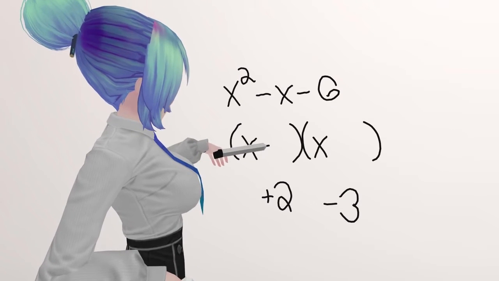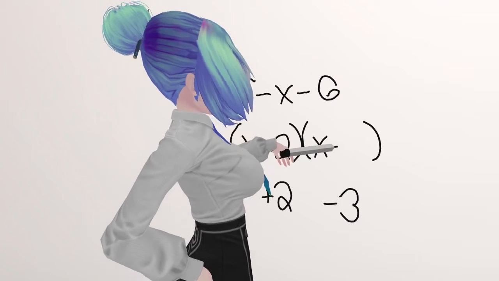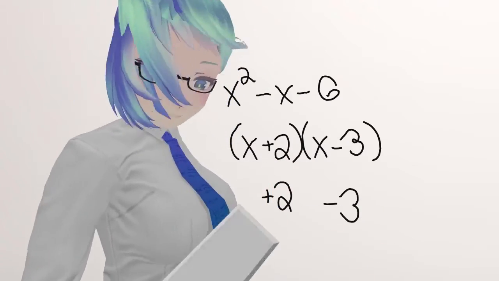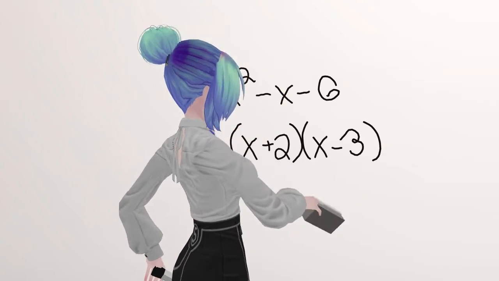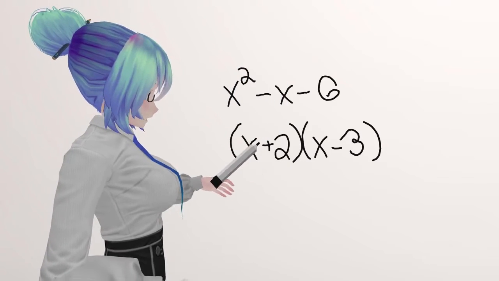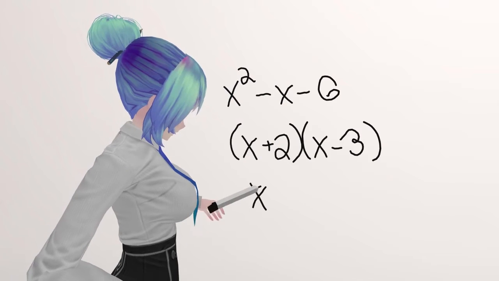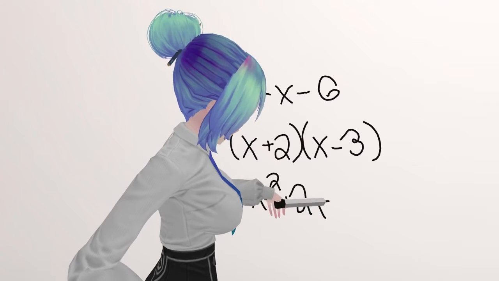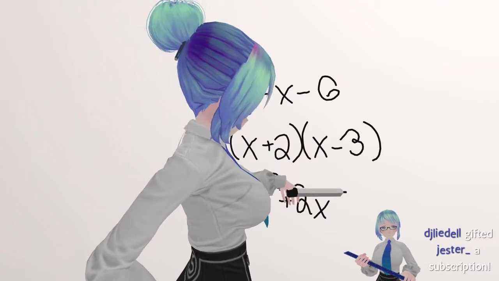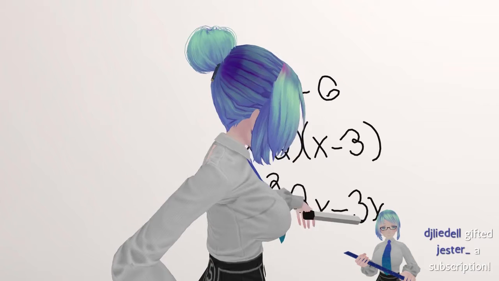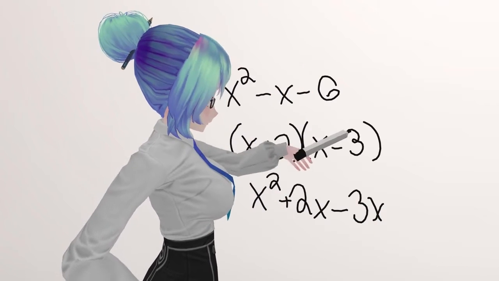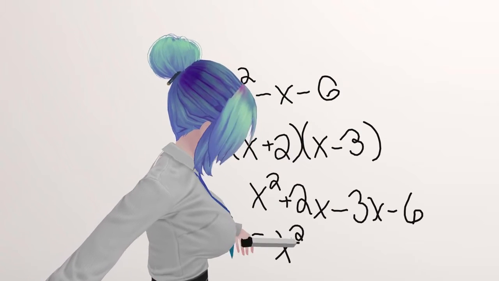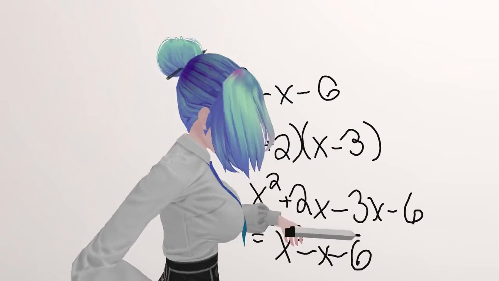So if we put plus 2 and minus 3, remember I didn't prepare the whole lesson. I'm good at improv. I could do this. So if we do it like this, x times x, x squared, 2x, x times negative 3, and last but not least, 2 times negative 3. And we add this up, and we get x squared minus x minus 6.